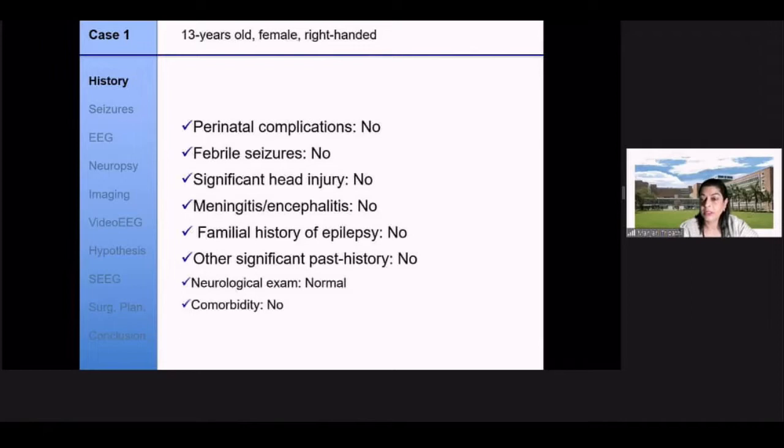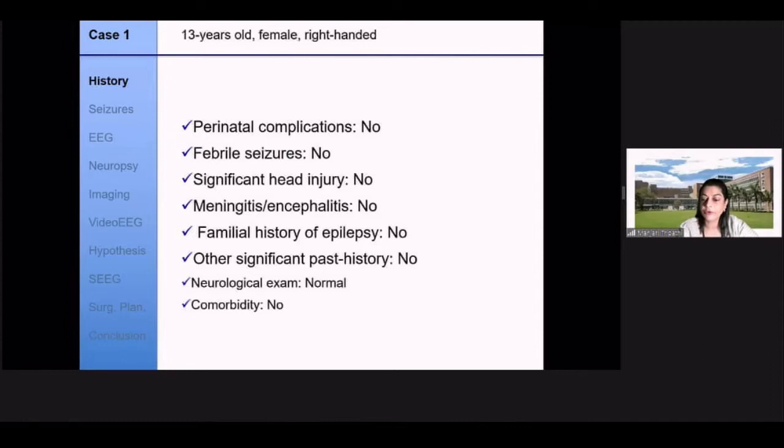So it was difficult to localize to the Rolandic or peri-Rolandic region. Apart from that, there was no aura, or there was no forced thinking or gesturing of the face or any other part of the body. So it was difficult to localize at a sublobar level from the history.